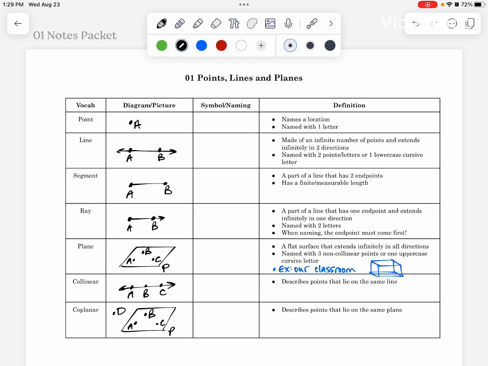Hey guys, we've got day 1 of geometry. Very exciting day. We are on chapter 1, day 1. We are doing points, lines, and planes today.